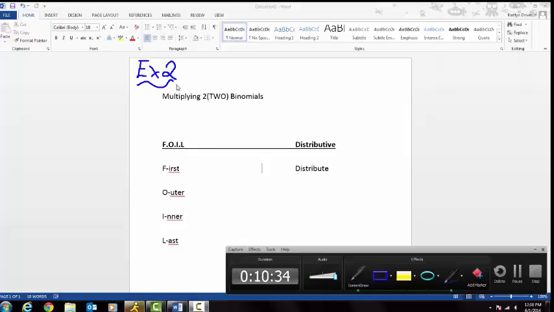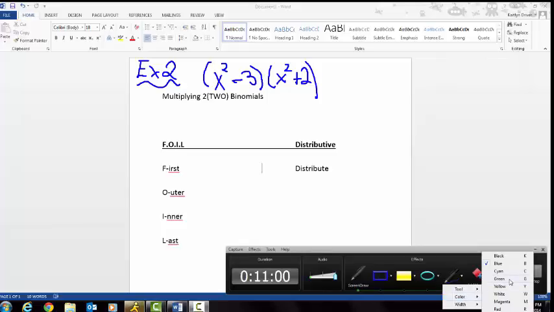And now we're going to have x squared minus 3 and x squared plus 2. Okay, so now we're gonna start by using FOIL. I'm just used to using FOIL when I do this.